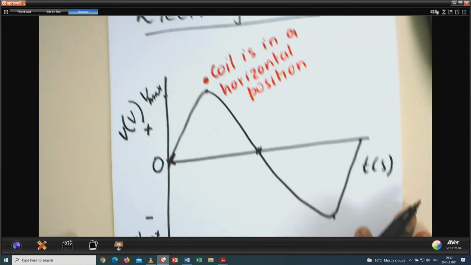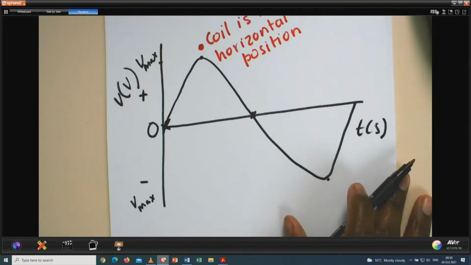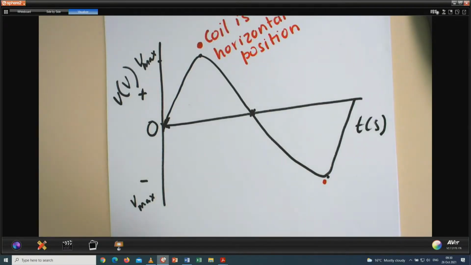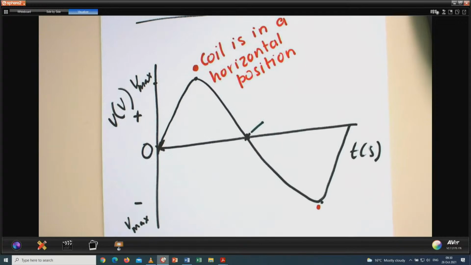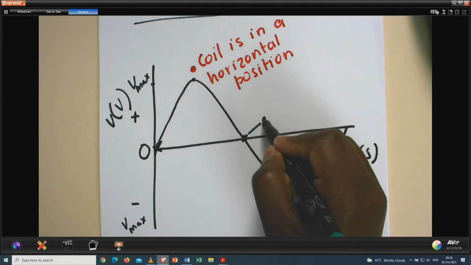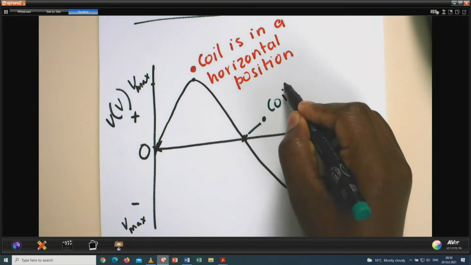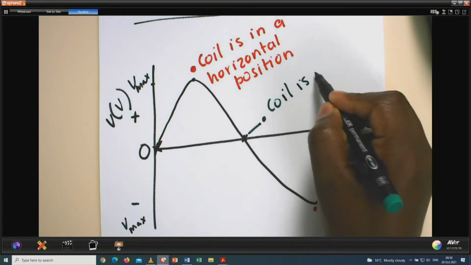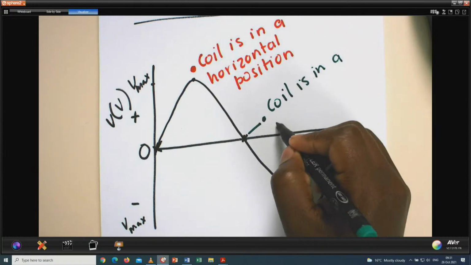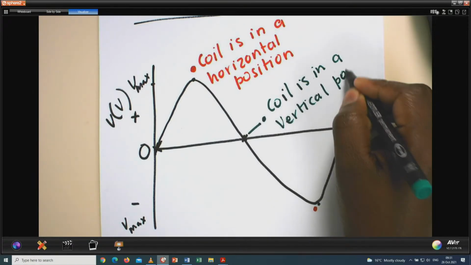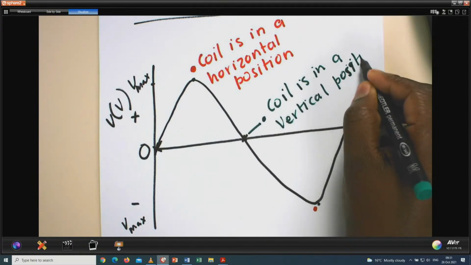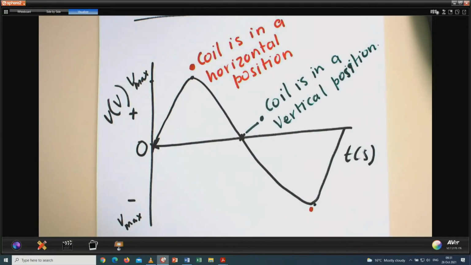Then you get a maximum value. Also, the same would apply here. It's just that it will be in the opposite direction. Then at this point, when the EMF is reading 0, what you must know is that the coil is in a vertical position. The coil is in a vertical position.